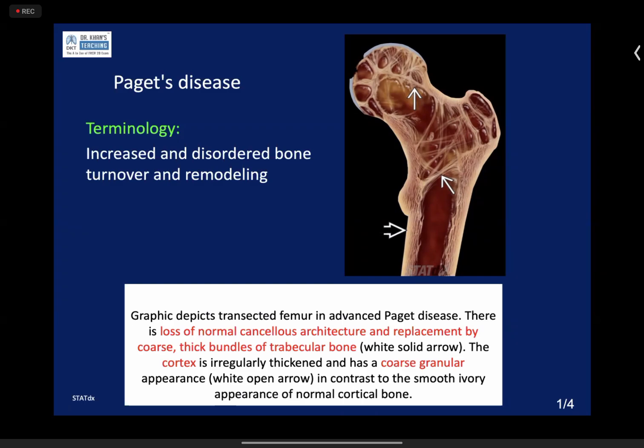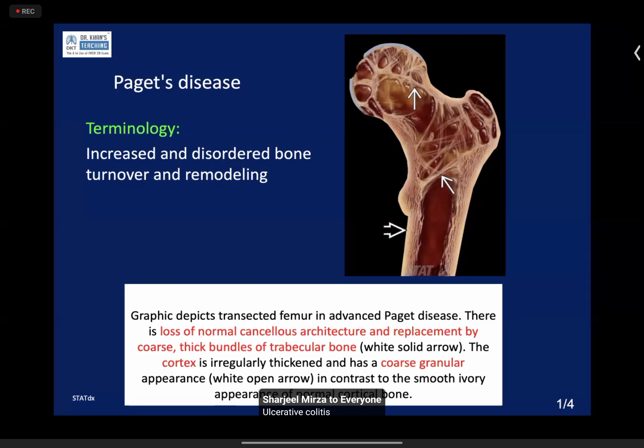Three things are extremely important as far as the variety of presentations in bone: one is Paget's disease, second is fibrous dysplasia, and third is hyperparathyroidism. I showed you, I think, one or two sessions ago, many cases of hyperparathyroidism. I can show you 10, 15 cases of Paget's, but I don't. That's not my aim today. But I am showing you the early type of Paget's. This picture from StatDx tells you everything about what happens.